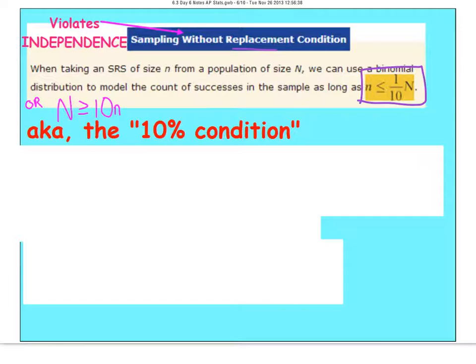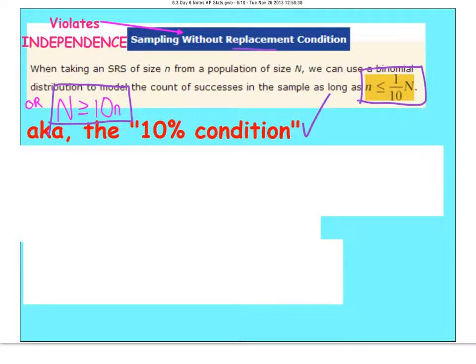Now, personally, I like to move this over. I like to multiply both sides by 10, and I like to use this formula. I reference this one. They're the same thing. But if you rewrite it, what it would say is your population, because that's capital N, must be greater than or equal to 10 times your sample. If you meet this requirement, it is called meeting the 10% condition.